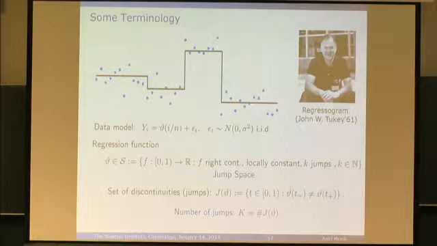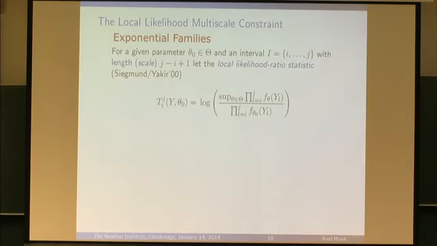The set of discontinuities or jumps of a specific signal or function theta I call J of theta. So the number of jumps is just the cardinality of that set, because all these functions have a finite number of jumps. Okay, so what can you do? Exactly what we did visually before.